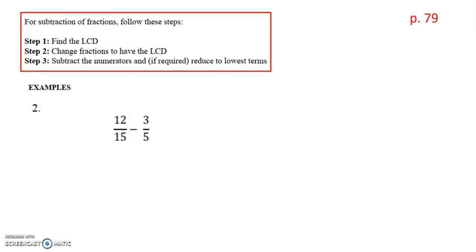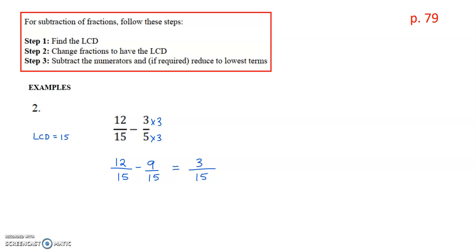Example number 2, we're finding the lowest common denominator of 15 and 5. That's going to be 15, so we only have to change the one fraction. So we're going to multiply this fraction by 3, both denominator and numerator. I'm going to rewrite below 12/15 minus 9/15. Keep our denominator. Subtract our numerators, 3/15.